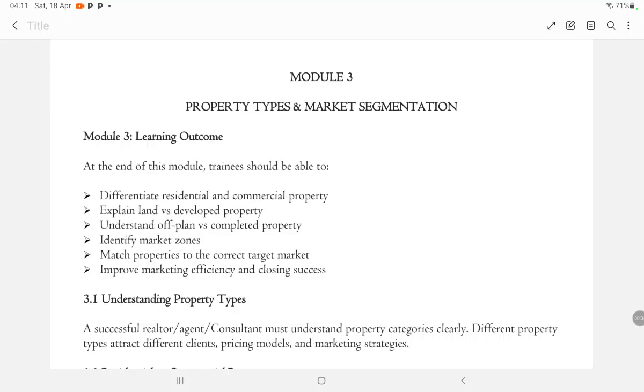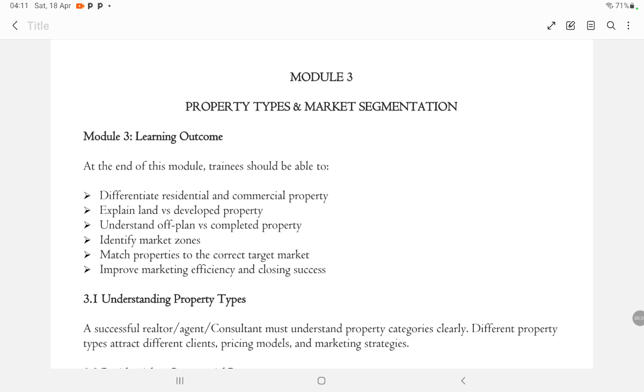We have dealt with module one of this training. We are still on this StayNext training, basic training. We have done module one, talking about introduction to real estate practices, and in module two we discussed understanding land and property documentation. Today we'll be discussing property type and market segmentation.